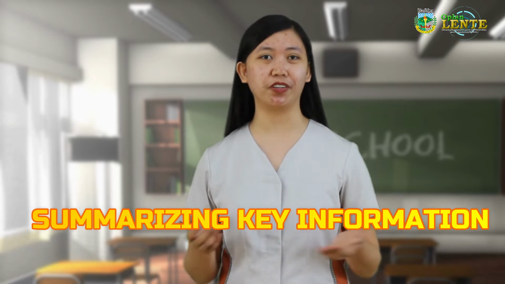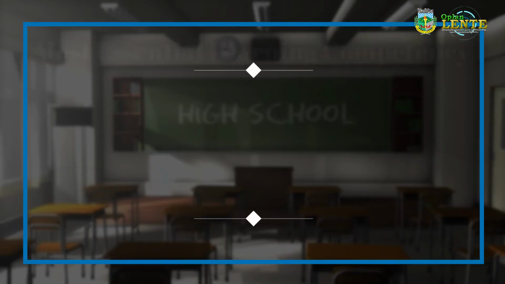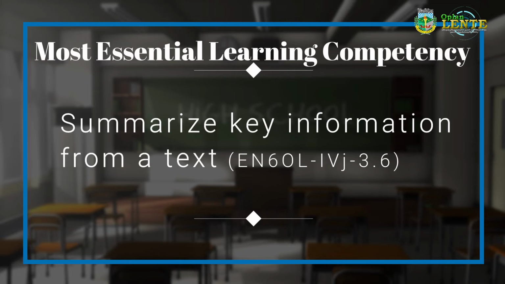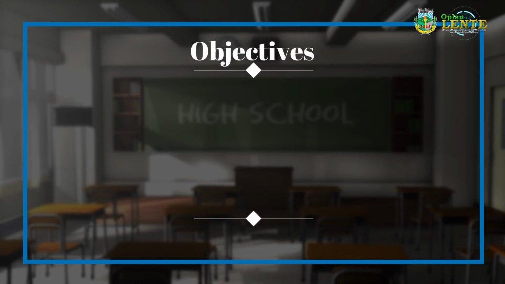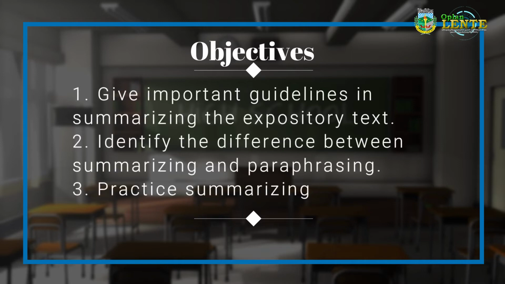Today, we will be familiarizing ourselves with the topic, summarizing key information. The most essential learning competency for this topic is summarize key information from a text. In this lesson, you are expected to summarize a text, differentiate summarizing from related concepts like paraphrasing, and learn how to properly write it through a set of guideposts to be followed. As part of your learning experiences, you are also expected to summarize key information from text provided.